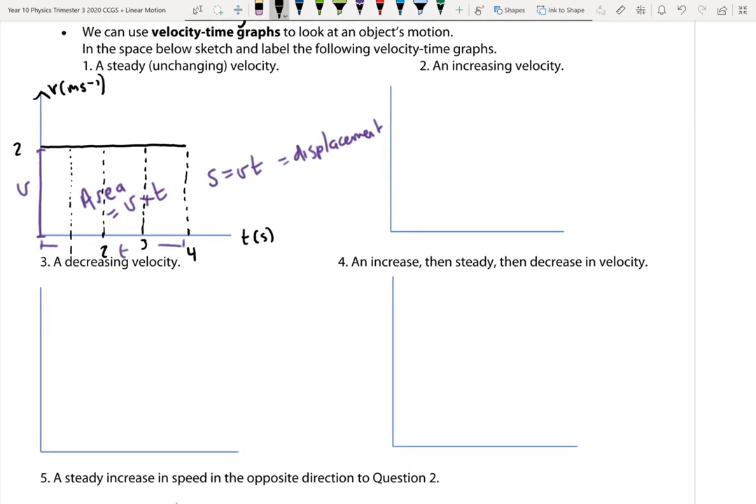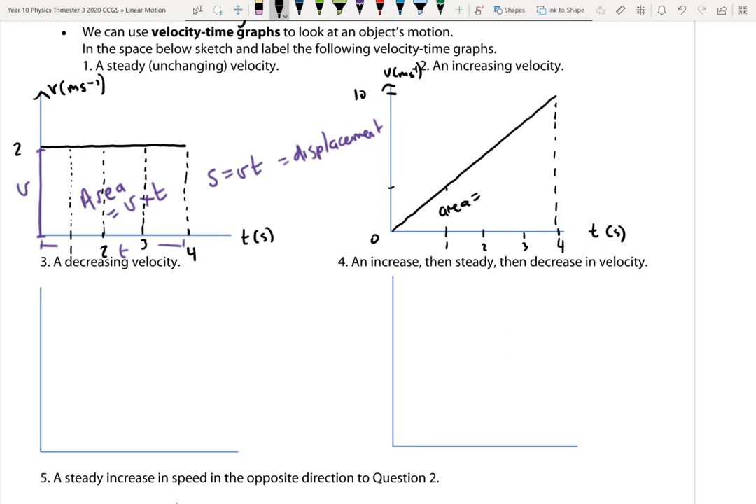Let's try an increasing velocity. So let's say velocity on the y-axis, time on the x. Let's say that we started off at 0 and we accelerate. In a time of 4 seconds, we accelerate up to 10. All right, so at the start we were stationary, then we're getting faster and faster and faster. After 1 second, we're probably at about 2.5. After 2 seconds, we're probably at about 5. After 3 seconds, we're probably at about 7.5. Well, how do you think I could get the area underneath this?